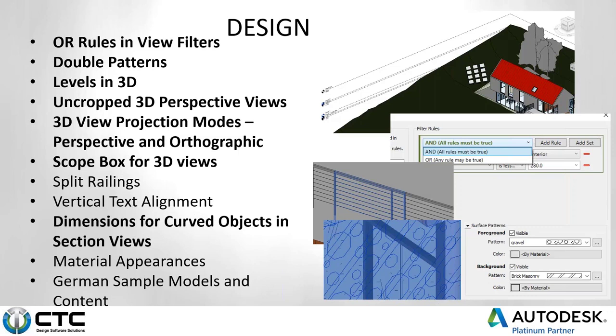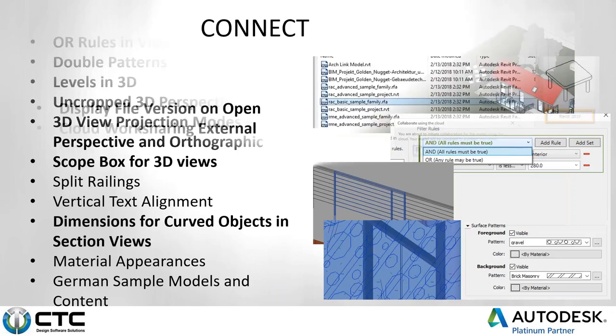We also have the ability to add a scope box in the 3D views. We are able now to split railings, and vertical text alignment as well for top, center, and bottom. We have dimensions for curved objects in section views, material appearance enhancements, and just to mention here as well, they added a couple of German sample models in addition to our regular sample and advanced models that came out of the box with Revit.